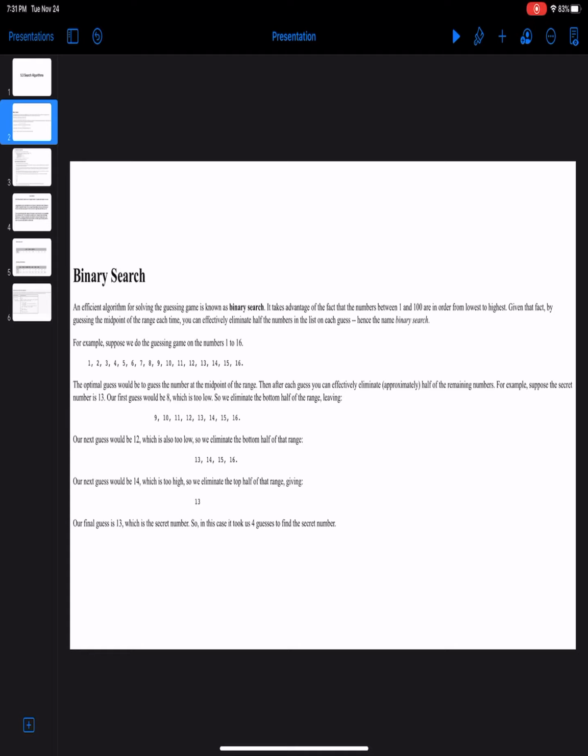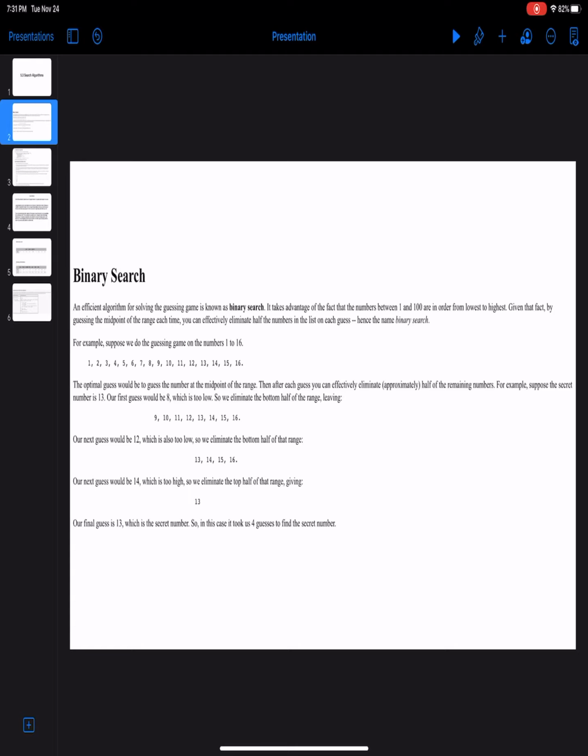Remember, the target number is 13. So I look at numbers 9 through 16 and find the middle point, which could be either 12 or 13. If I chose 12, I would ask the individual, is your number 12, and they would say, nope, too low. That means any number from 12 or below is not in range, so I can get rid of all of them. That leaves me with numbers 13, 14, 15, and 16, and that was only guess number 2.